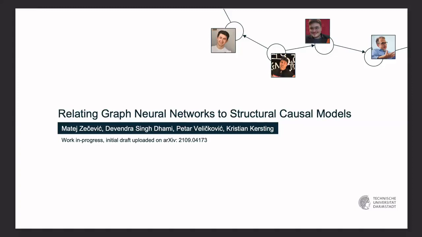Remember how I told you that in causality they are the central thing, and graph neural networks are a very hot topic in deep learning and geometric deep learning currently. And so we naturally ask the question, are they related? Especially given that causal models are grounded in graphical models, and that's the whole idea of graph neural networks, having that inductive bias.